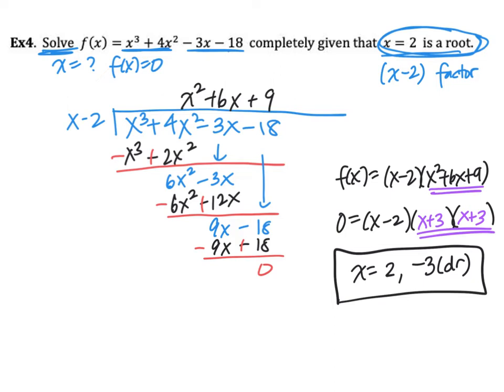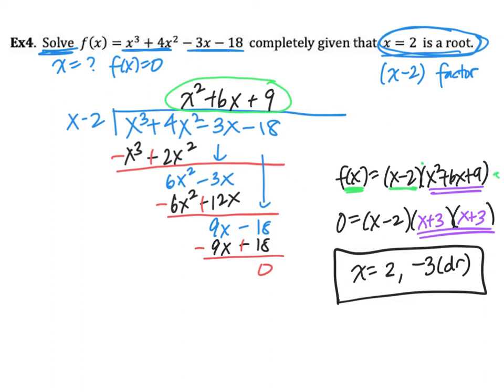All right, if you continued to the end, you should have gotten one of your roots was 2 and the other was -3, and that was a double root. So when you did your long division, did you get x squared plus 6x plus 9, right? Then that means your function equals x minus 2 times x squared plus 6x plus 9.